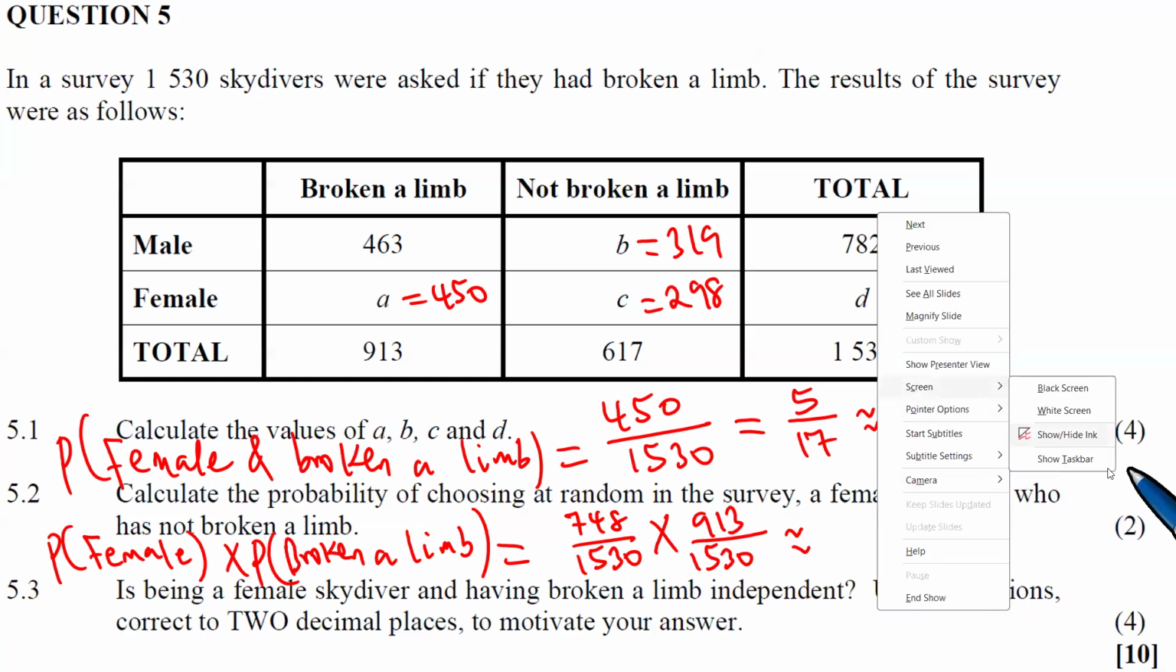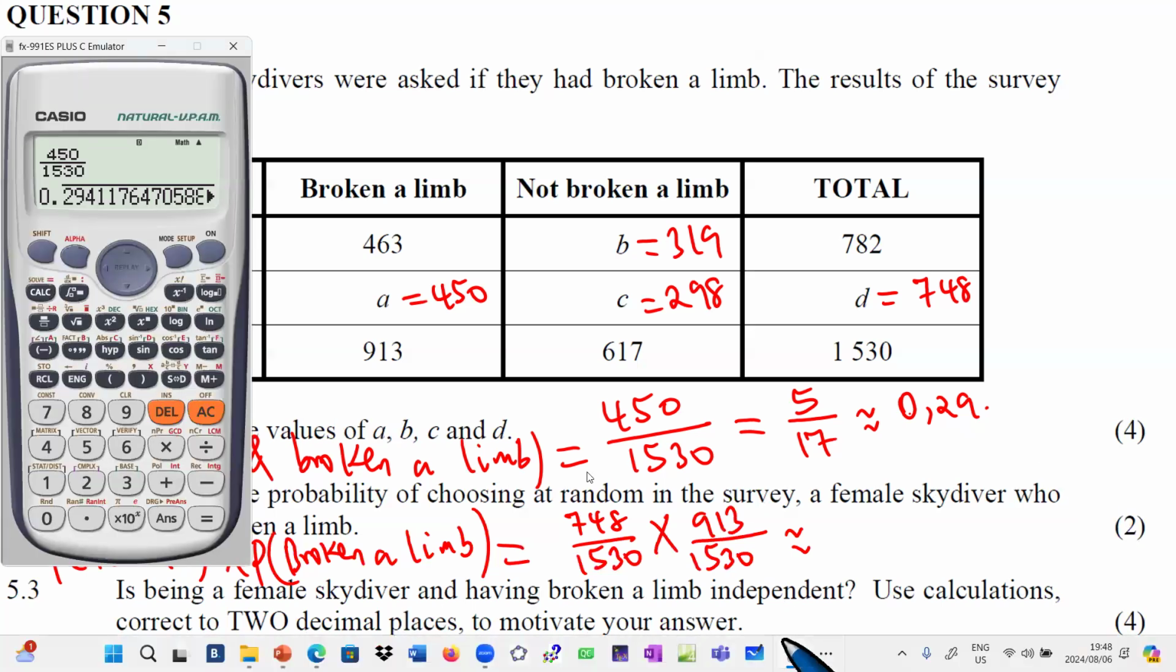If you can do this, then the level 7 is loading. It's coming. So this is exactly how we need to do the probabilities here. We have 748 divided by 1530, and we proceed to multiply by 913 divided by 1530. We have the answer.